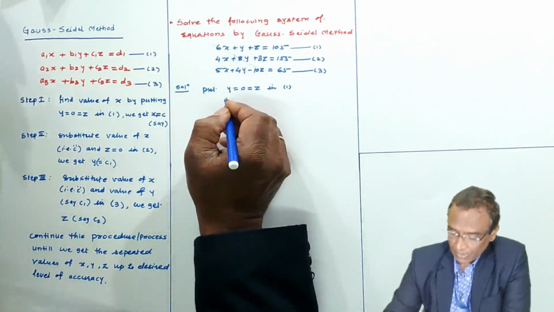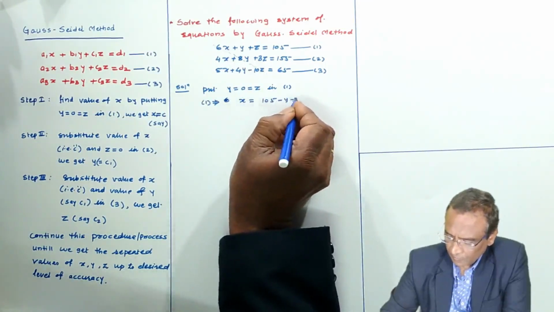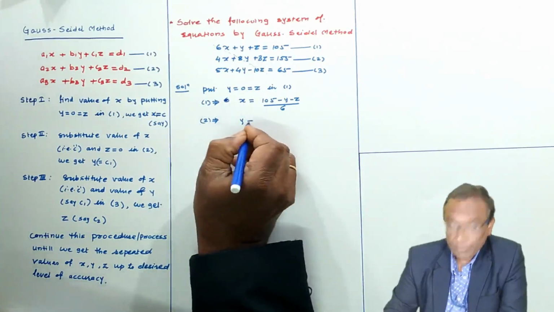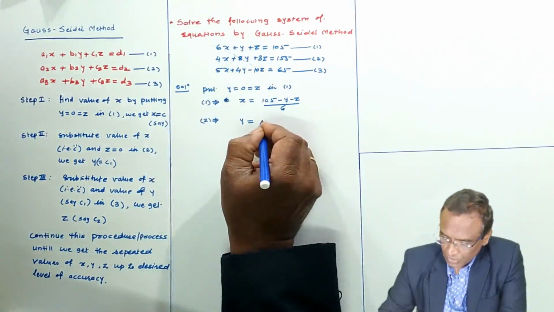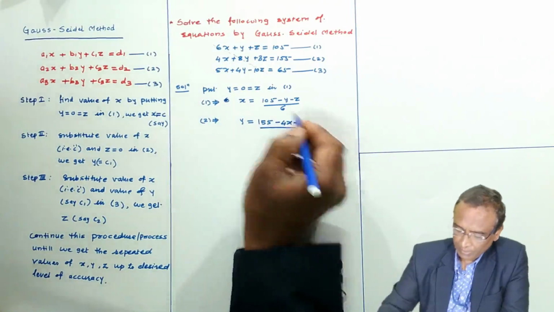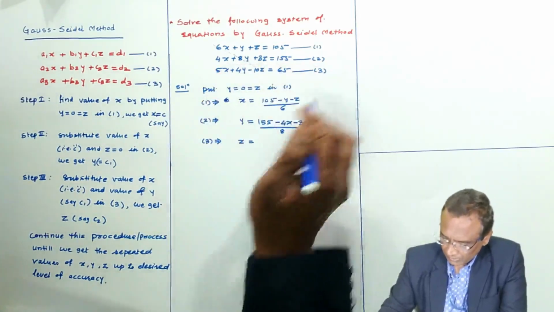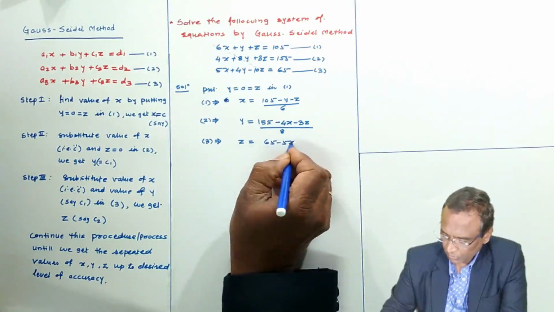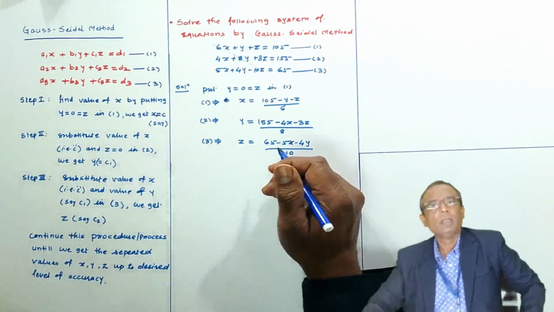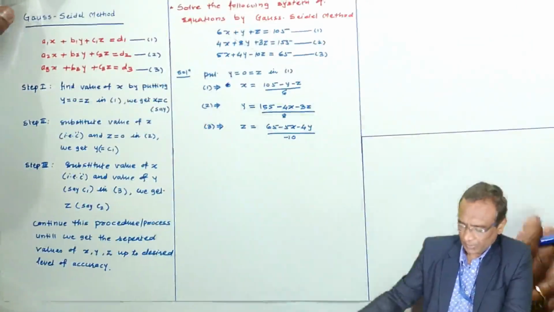You can write this equation in this way also: x equal to (105 minus y minus z) divided by 6. This is the first equation. Second equation, y equal to, from the second equation you will get the value of y: (minus 155 minus 4x minus 3z) divided by 8. And equation 3, z equal to, shifting this to the right-hand side, (65 minus 5x minus 4y) divided by minus 10. This means the values of x, y, z from equations 1, 2, 3 respectively we have found. But this step is not necessary.